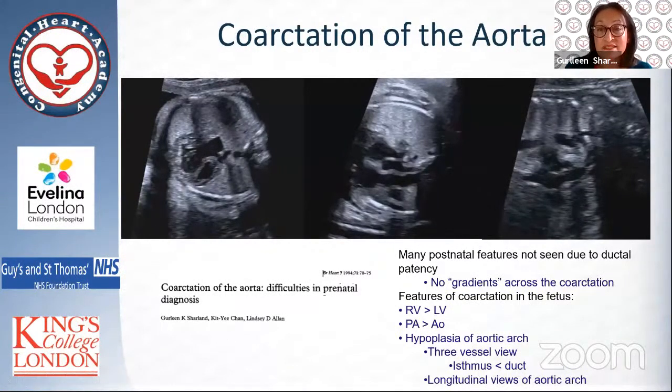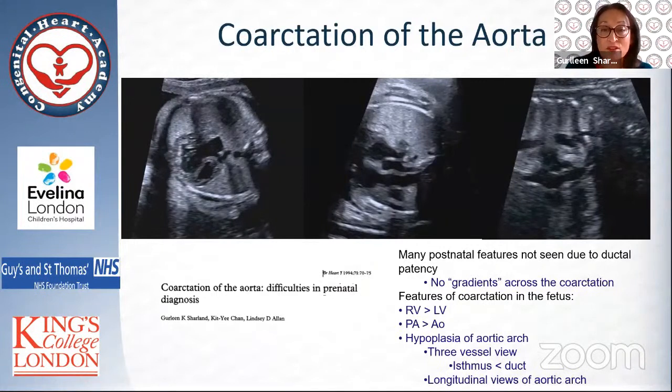One of the reasons is that many of the postnatal features one might see are not seen in the fetus due to ductal patency. So, for example, we would not see gradients across the coarctation shelf. And we are therefore making a diagnosis or suspecting a diagnosis based on indirect signs.